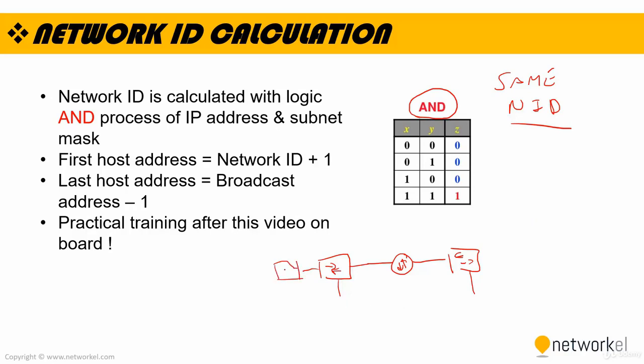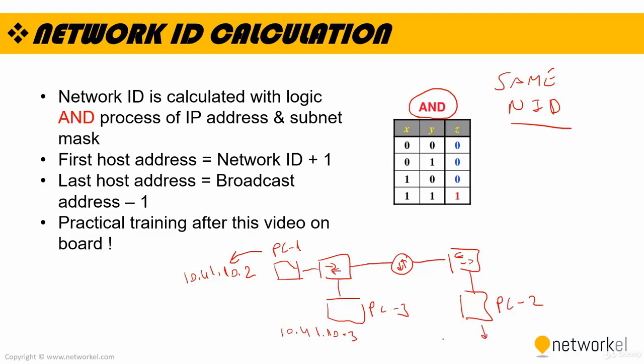For example, this is PC1 and this is PC2 and this is PC3. Let's say that we have an IP address of, and this is 2, and let's say that this is 5. And let's say that we have all the same subnet mask, which means 255, 255, 255, and 0.